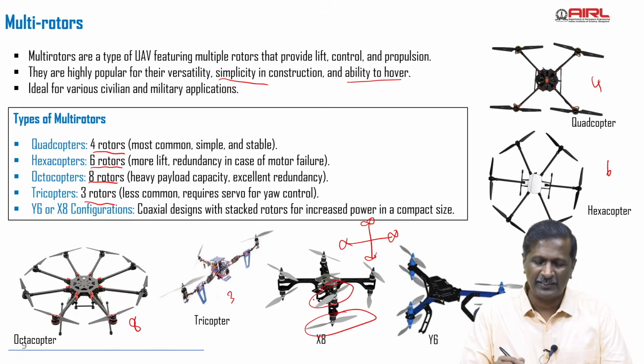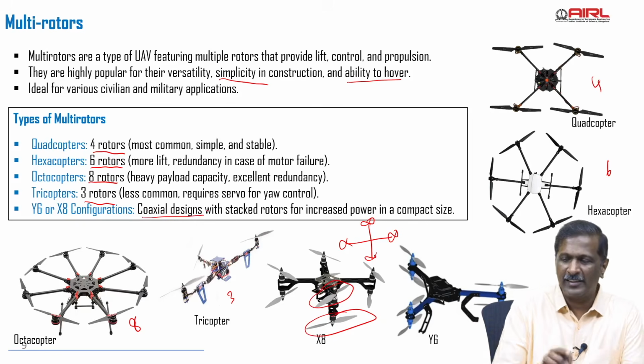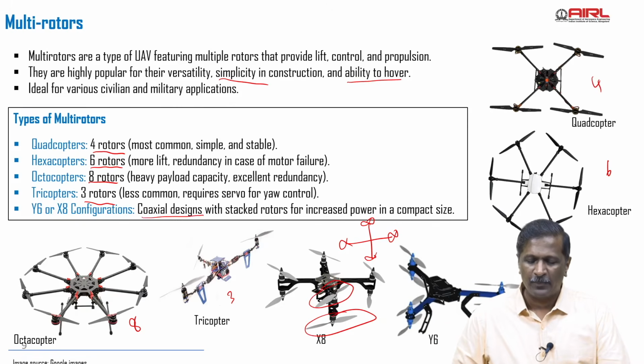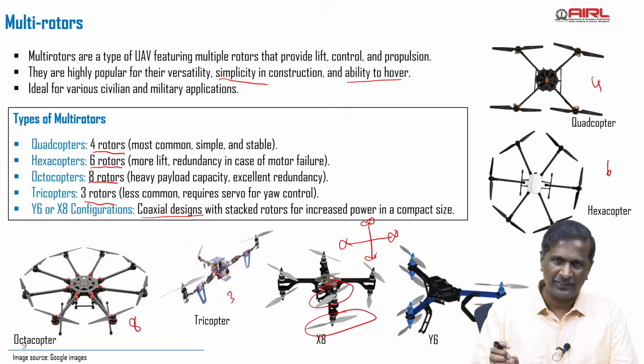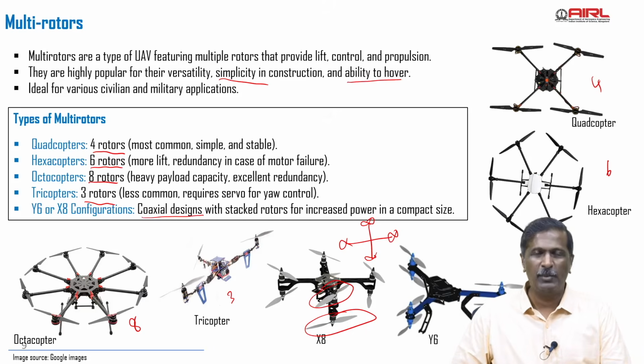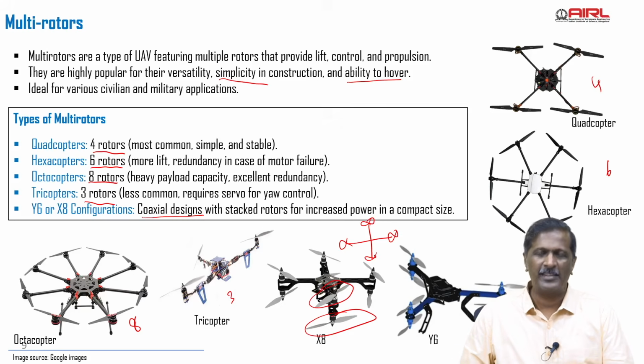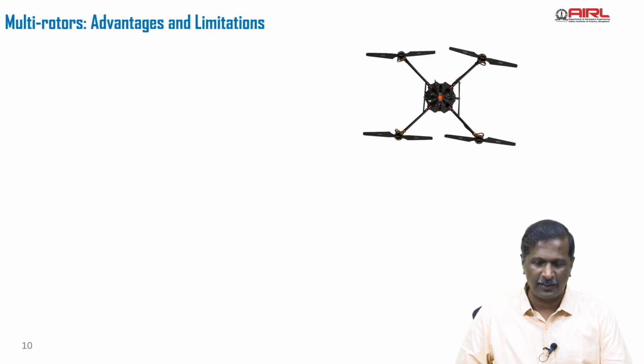You see here we have two propellers stacked, one on the top, one on the bottom. This is what we call a coaxial design, which is different from the quadcopter you are seeing here, right? So this will reduce the size and give a compact size so that you can operate with the same payload capability, right?